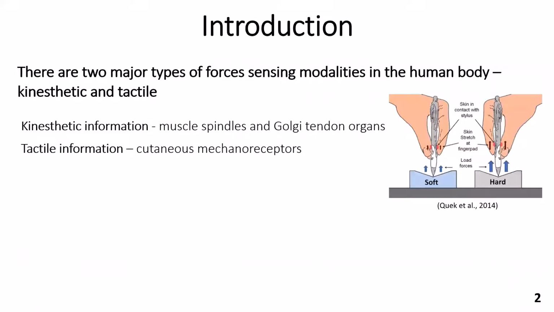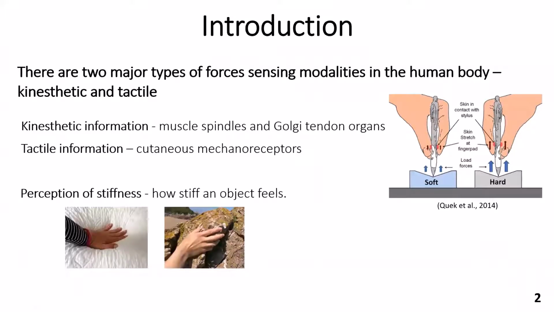The information we receive through the sense of touch is comprised of two modalities. There's the kinesthetic information, which is sensed in our muscles, for example, forces that are applied on us, and tactile information, which is sensed by mechanoreceptors in our skin. For example, stretching of the skin of our finger pads. And we combine both types of information to form our perception. For example, our perception of stiffness, which is how stiff an object feels to us.